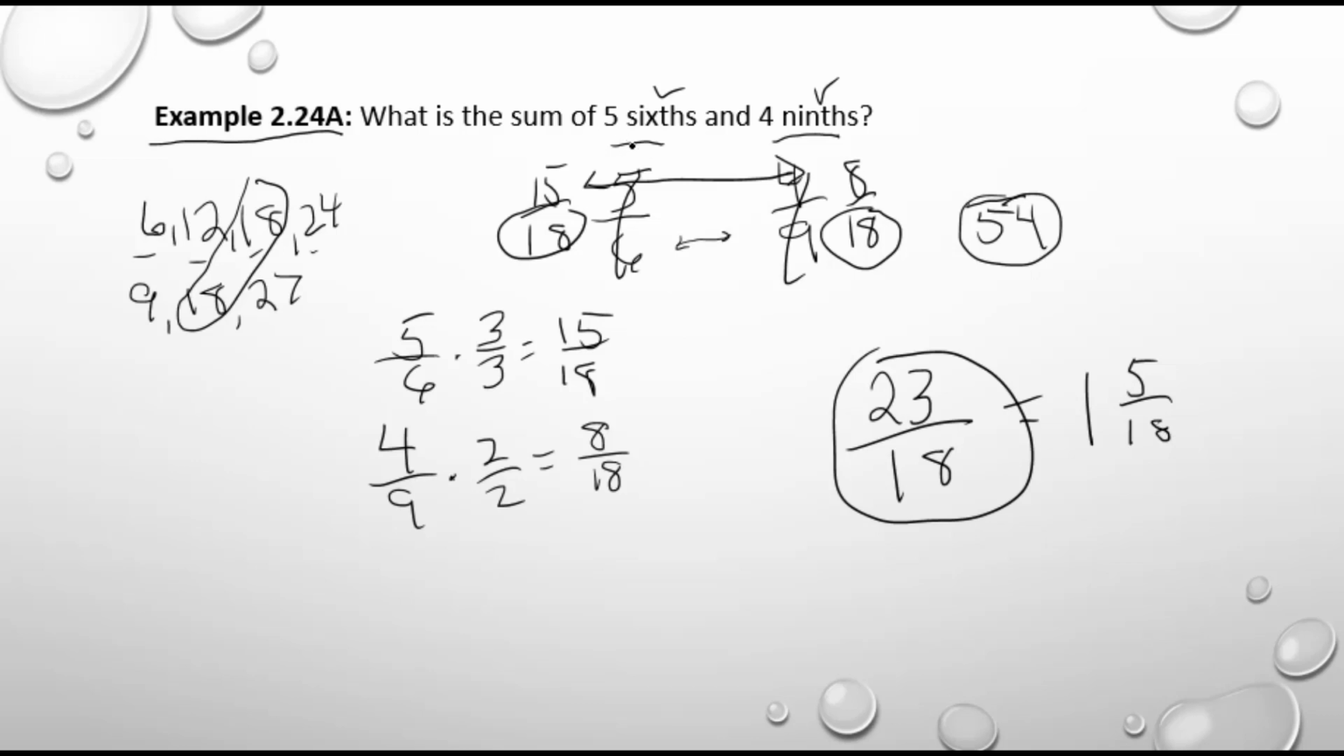So fractions follow the same basic rule. You cannot add fractions with different units. You have to change the units in order to add the fractions. Now, most importantly, 5/6 and 15/18 are the same number, and 4/9 and 8/18 are the same number. If you take any number and multiply it by 1, you will get the same number back in a different form if you use things like this.